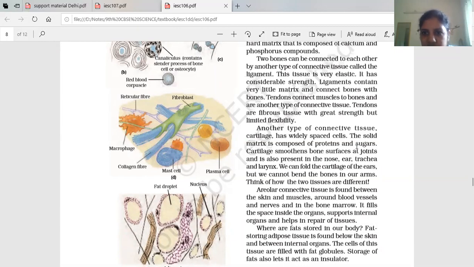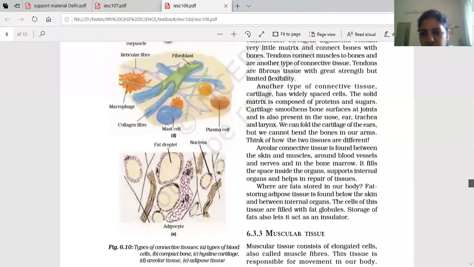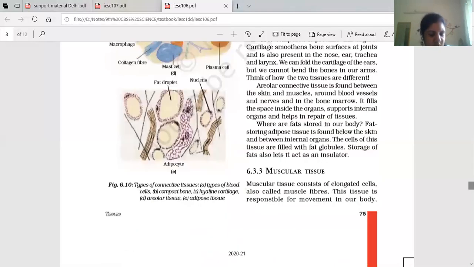Okay. Next is areolar tissues. It is a cushion tissue actually. It provides cushioning to the different organs. It is generally found between the different organs. Areolar connective tissue is found between the skin and muscles, around blood vessels and nerves, and in the bone marrow. It fills the space inside the organs, supports internal organs and helps in repair of tissues. So these are actually the cushioning materials.